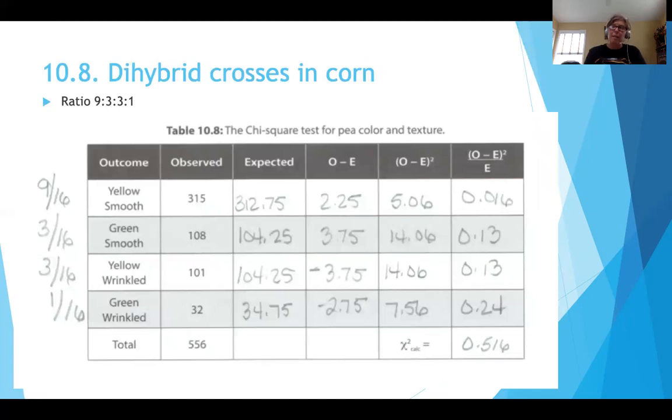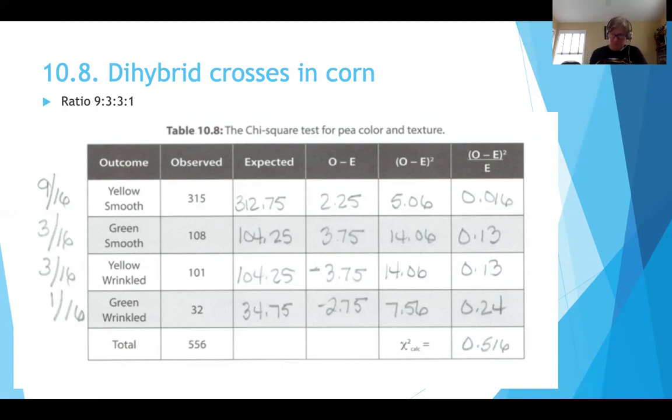Now, the last part of this lab has to do with dihybrid crosses. Hopefully you have at least studied your dihybrid crosses before you get to this part. Maybe if you haven't, I would pause it and go do the dihybrid crosses and make sure you have a pretty good understanding of how to do those, and then come back to this lab.